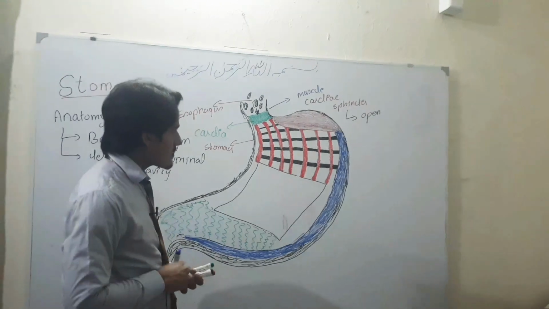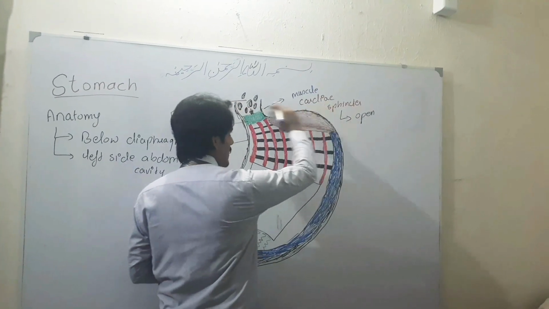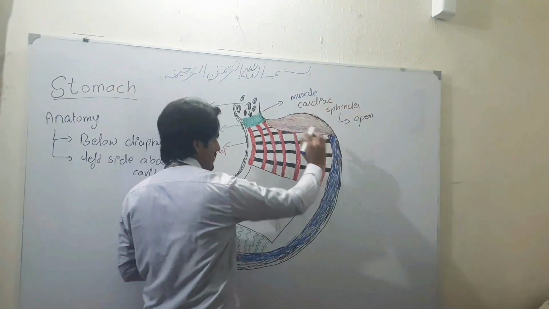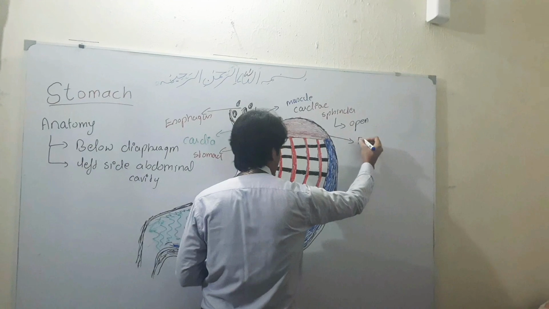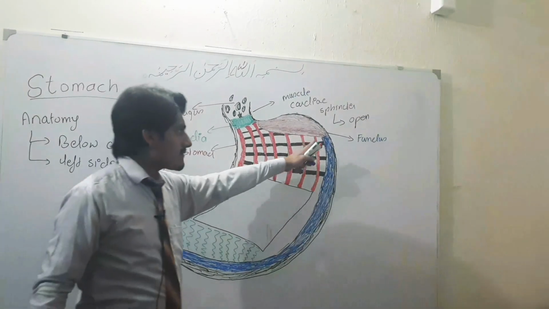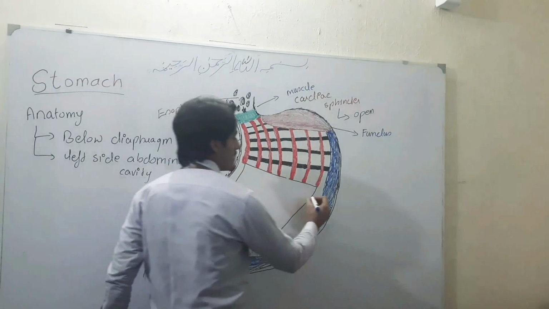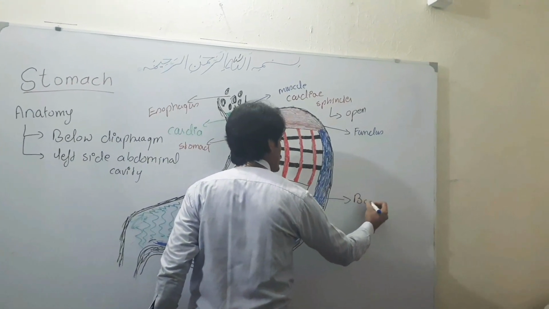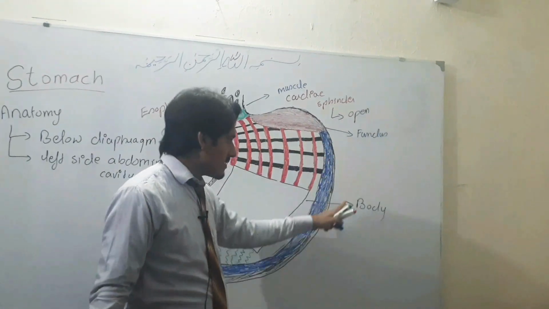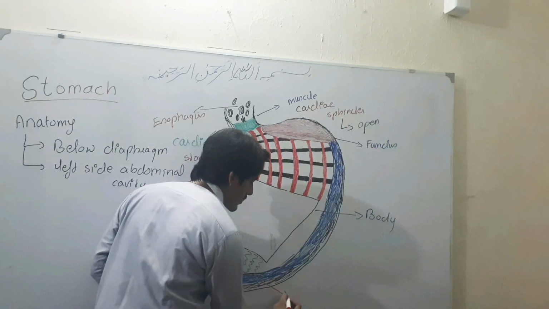Next one, there is an extension of the stomach at the level of the esophagus. This one is the extension of the stomach at the level of the esophagus. This portion is called fundus. Right? So next, after the fundus, the stomach moves slightly further downward, and this portion is called the body of the stomach. So the first one is cardia, the second is fundus, the third is body, and the fourth portion is called the pyloric portion.